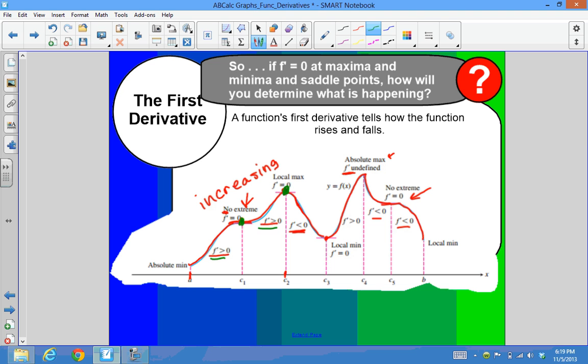However, right here, where f prime equals 0, to the left I am positive, and to the right I am negative. And so therefore I know when my signs change like that, from increasing to decreasing, from positive to negative, that had to have been a max. This right here had to have been a min, because I changed from negative back to positive, decreasing to increasing, so it had to have been a min there. Okay, so that's how we decide.